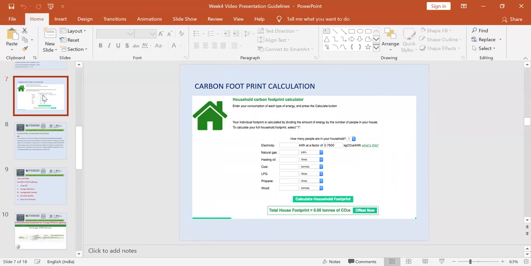This is one example showing how we can calculate the carbon footprint in different ways. That is by electricity, which we discussed in the previous slide, by natural gas, heating oil, coal, LPG, propane, or wood. Based on this, we calculate the carbon footprint.